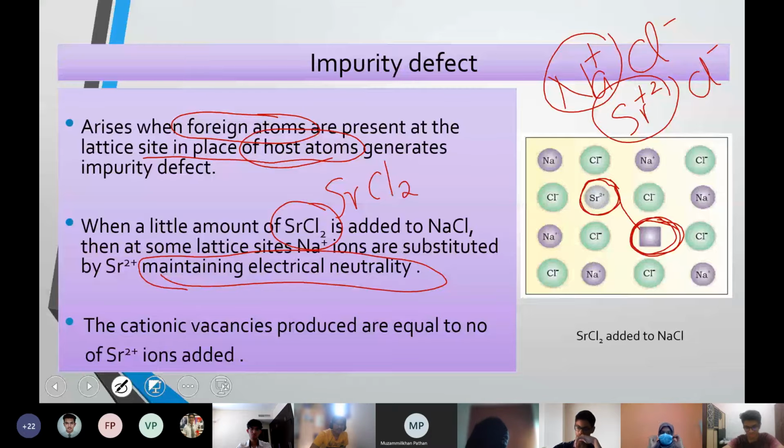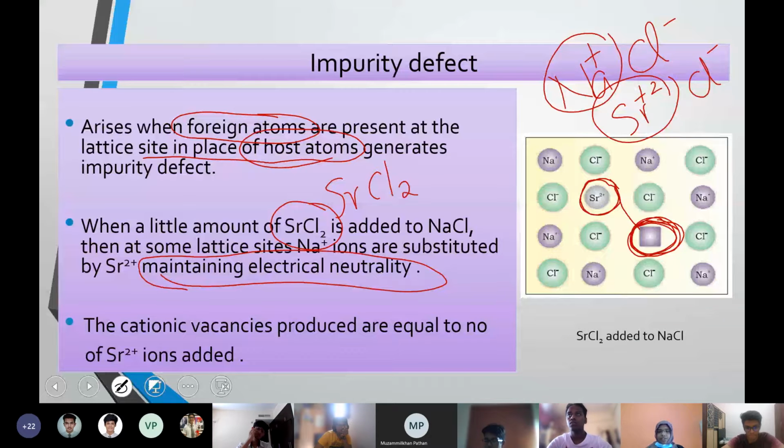So what is impurity defect? Is that clear? To all of you? Ma'am, in this case, impurity is Sr2+, right? Yeah, impurity, because it's a crystal of NaCl. So it's supposed to be only Na+ and Cl-. But in place of Na+, some of the places are taken by Sr2+, and it is also creating some vacant space inside it. That is just to maintain the electrical neutrality. It doesn't mean that all the places can be occupied by Sr2+.